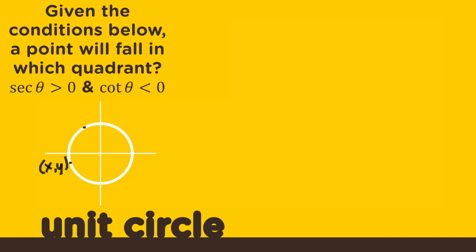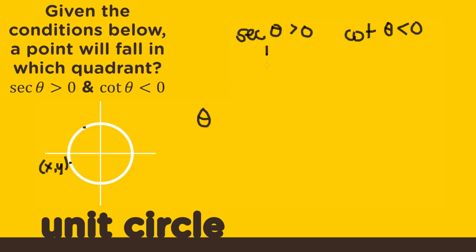Now we are given this task to determine a certain theta, and where that theta would fall, with the condition that the secant of theta is greater than 0 but the cotangent of theta is less than 0. To do this, let's look into the relationship of secant and cotangent to either cosine or sine or a combination of both, since x and y here can be represented by cosine and sine respectively.